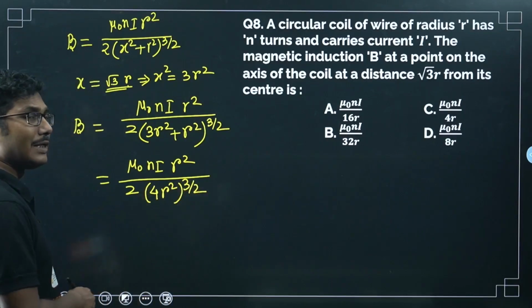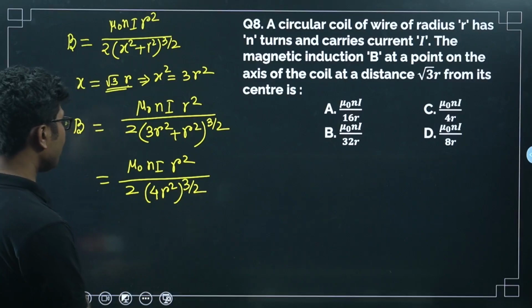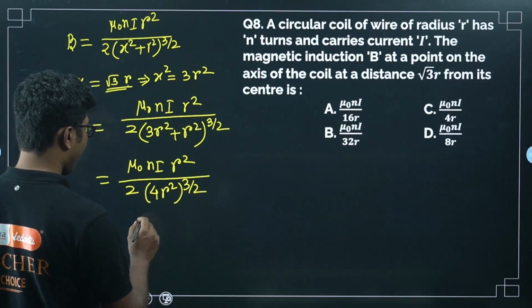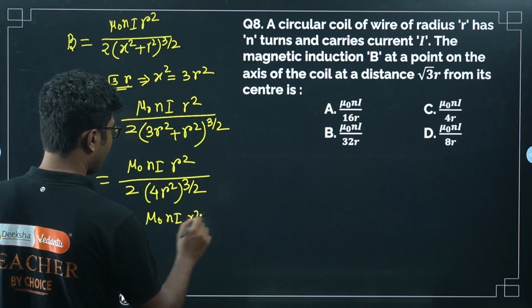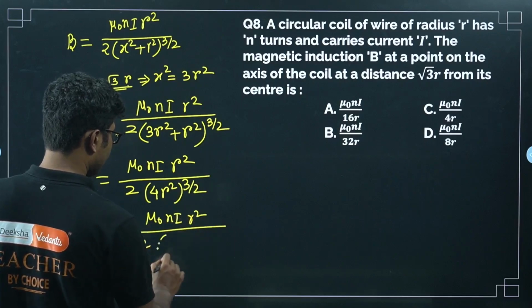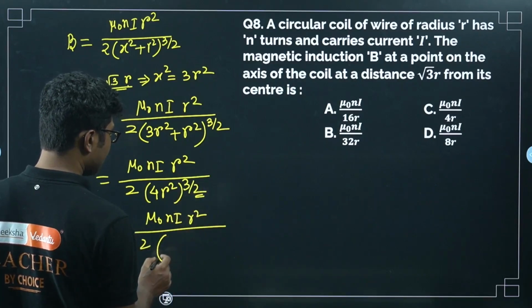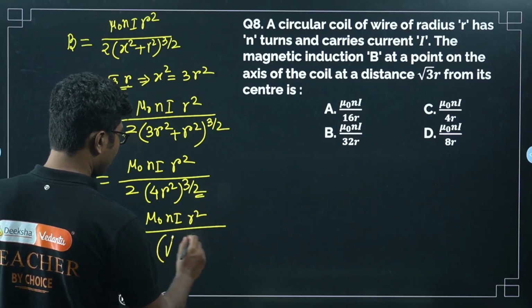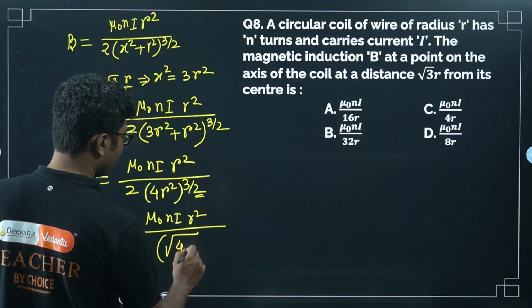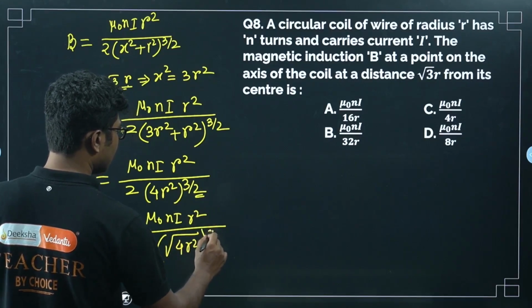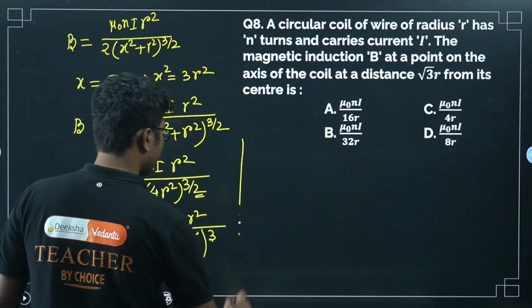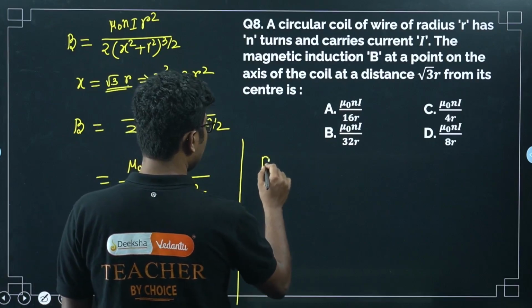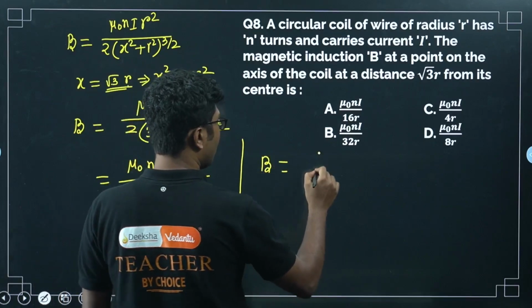Now what is the meaning of 3 by 2? 3 by 2 can be written as mu naught Ni r square to, first of all we have to take care of this by 2. So by 2 means square root. To the power is already there. Okay, so we have taken care of by 2 part. Now let's solve it. So B equals to mu naught.